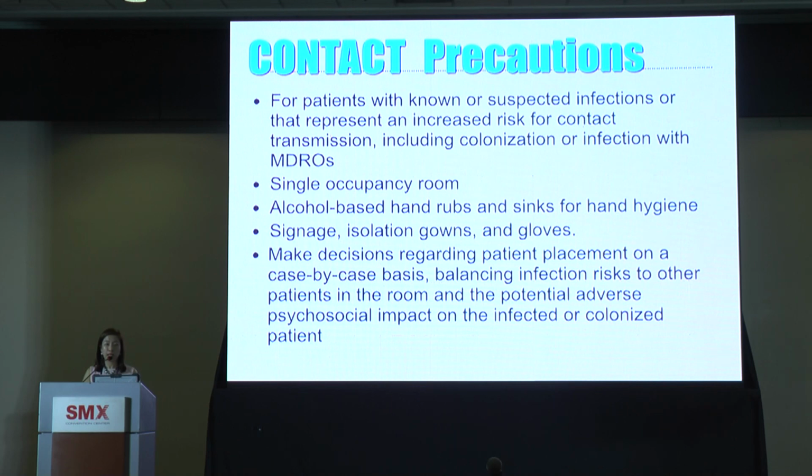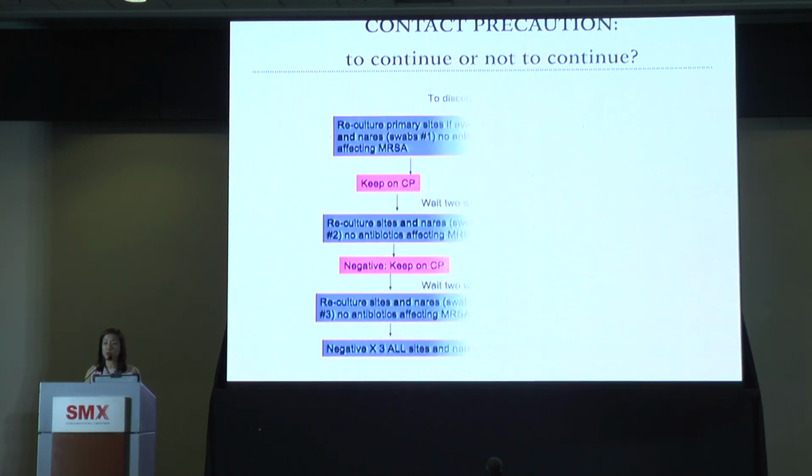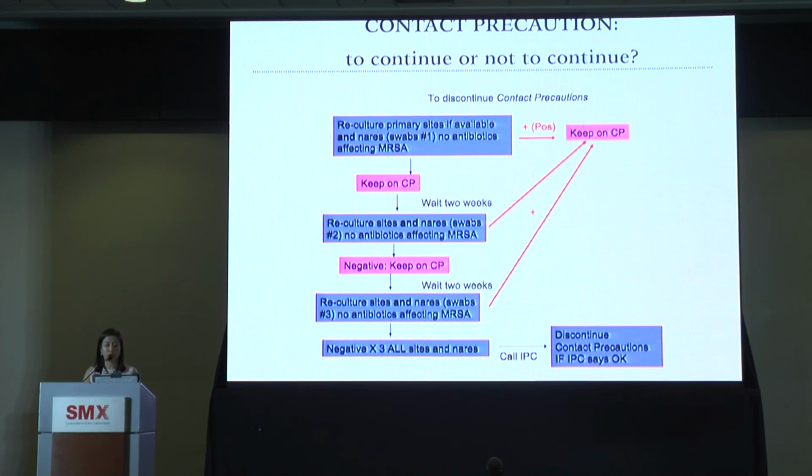In long-term healthcare facilities, the physician or the IPC team should make a decision balancing the patient placement on a case-by-case basis, balancing infection risk and the potential adverse psychosocial impact on the infected or colonized patient. So when do you continue or discontinue your contact precaution? This is the CDC guideline on when to discontinue contact precautions.